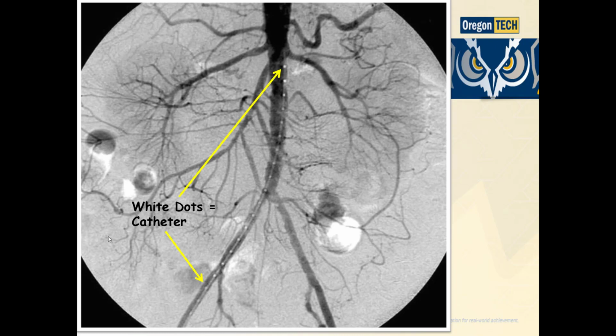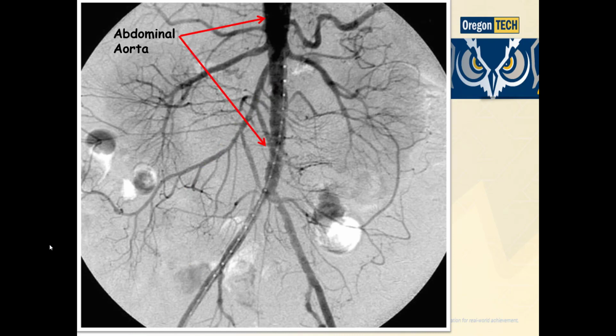You can see here the white dots. That's what I was just talking about in the catheter. Okay, and here's the abdominal aorta. The abdominal aorta's most superior portion is where it comes through the diaphragm, dividing the thoracic and abdominal cavities, and proceeds down to the bifurcation of the common iliac arteries. And there are your common iliacs.